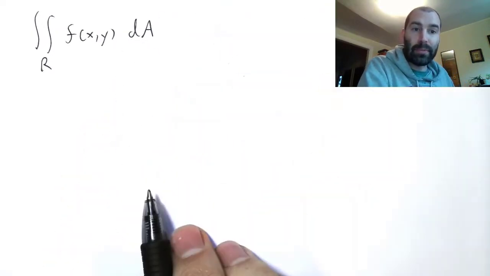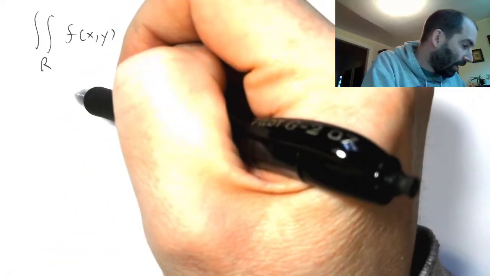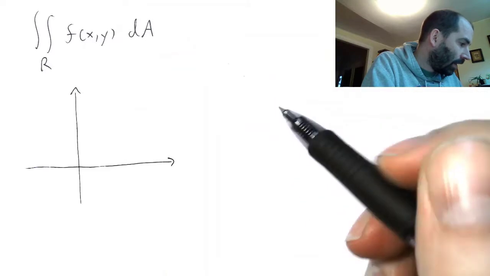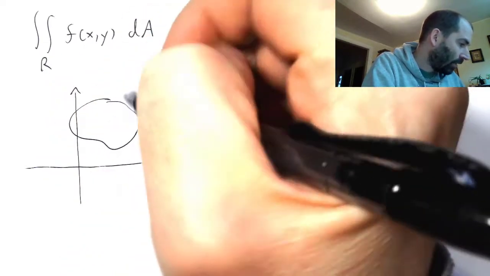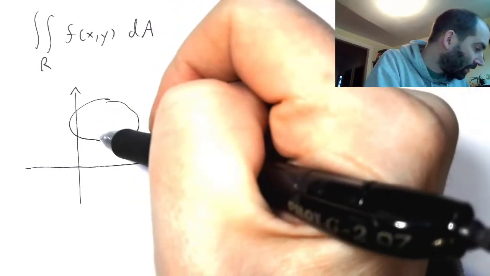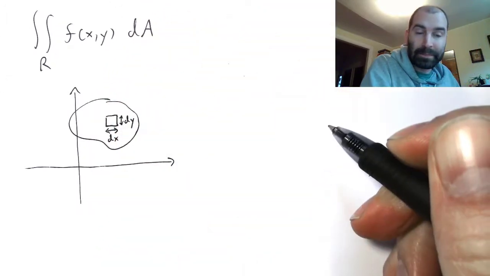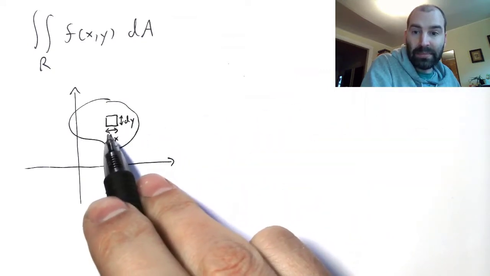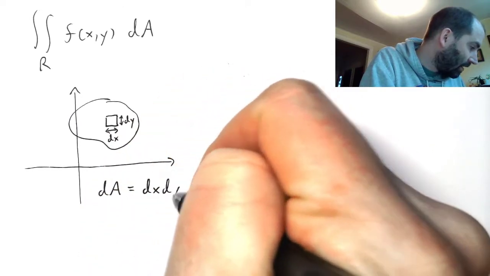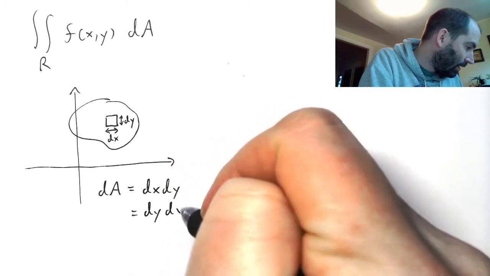and I write dA to represent the area element, all right, so what am I doing? Well, in Cartesian coordinates, I have some region R, right? There's my R. Now, what does the dA represent? Well, the dA represents a tiny little piece of area where the width is represented by dx and the height is represented by dy, all right? And because it's an area, I just multiply width times height, and so dA ends up being dx dy, or you could write it dy dx.